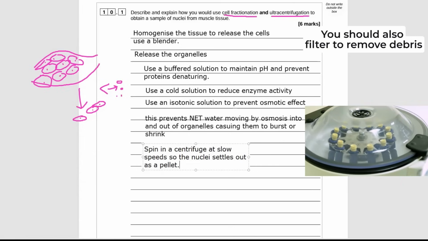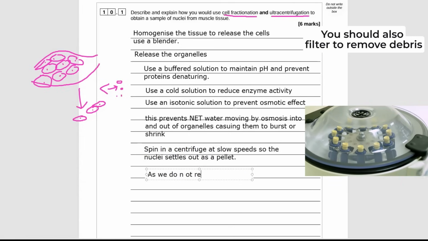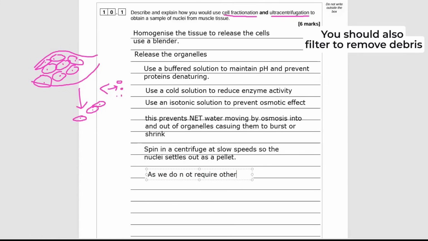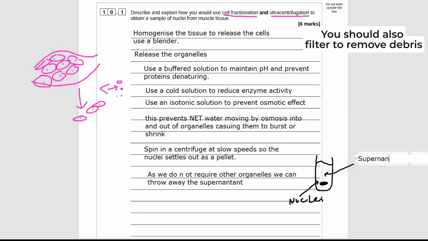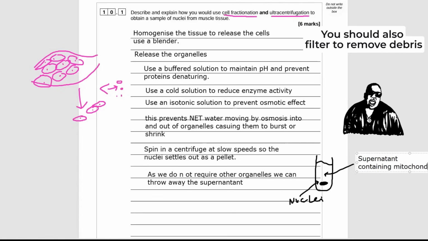And if we spin the machine at low speeds, the nuclei, because they're the heaviest organelle, will float down and settle out as a solid pellet. And as I don't require any of the other organelles like mitochondria, Golgi apparatus, etc., I can throw away the supernatant. The supernatant is the leftover solution which has the other organelles in. If I wanted to get them out, I would spin the centrifuge at different speeds and they would come out at higher speeds. Okay, that is going to get me 6 marks.